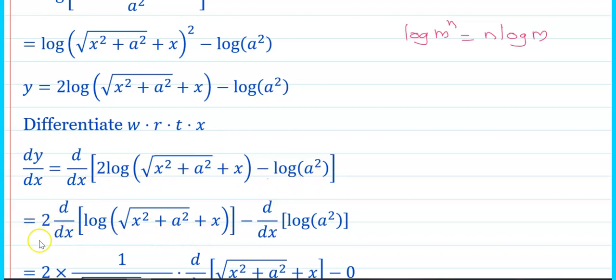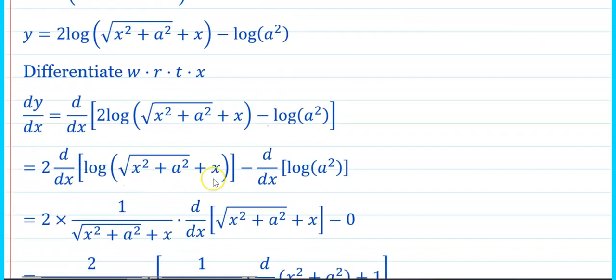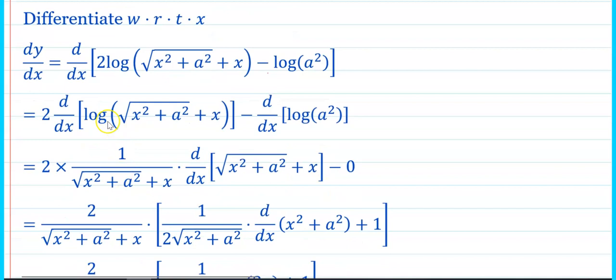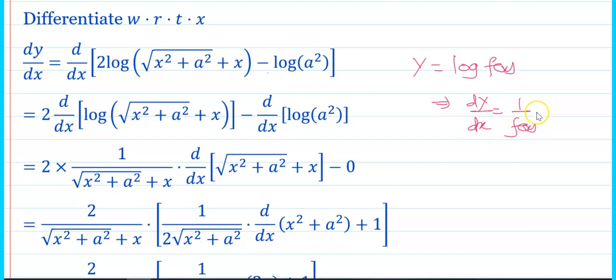2 is a constant, so we take it outside. d/dx of log of (root of x square plus a square plus x) minus d/dx of log of x square, and the derivative of a square is 0. Again, the derivative here. What type of function is this? y is equal to log of f of x, and what about its dy by dx? Its dy by dx is equal to 1 upon f of x into f dash of x.